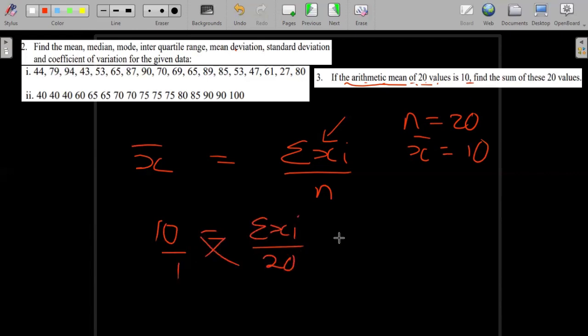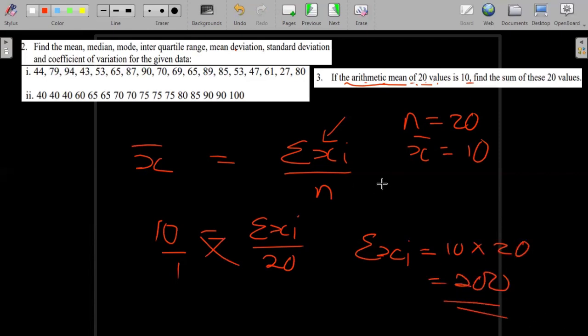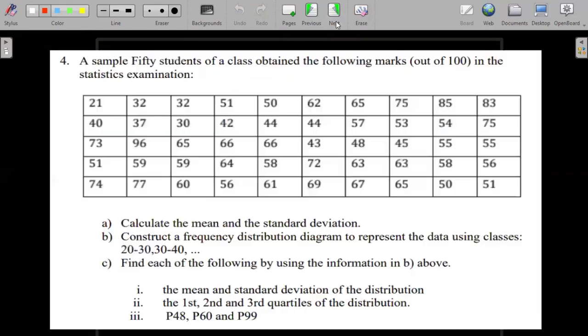Then here we'll just cross multiply. So summation of xi will just be equals to 10 times 20, which will give me 200. Okay, so 200 is the summation there. So question 3 is very simple. We go to question 4.